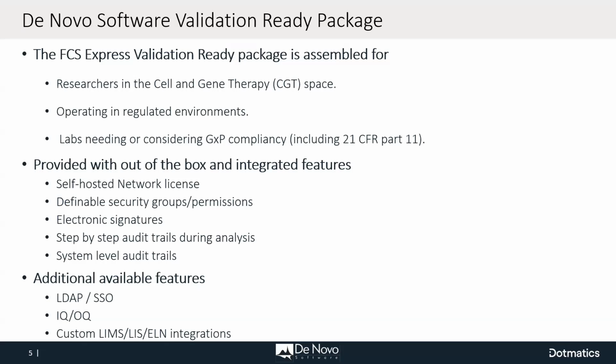Our validation ready package is a self-hosted network license. It has fully definable security groups and permissions. So anything that you're doing in your analysis can be locked down, allowed, or disallowed for any level of user. It includes electronic signatures, full step-by-step logging and audit trails for every person on the system, as well as system-level audit trails. And again, these things can be enabled for the RUO or for the IVD, and we can take it a little bit further as well through additional available features and tools like LDAP, single sign-on.